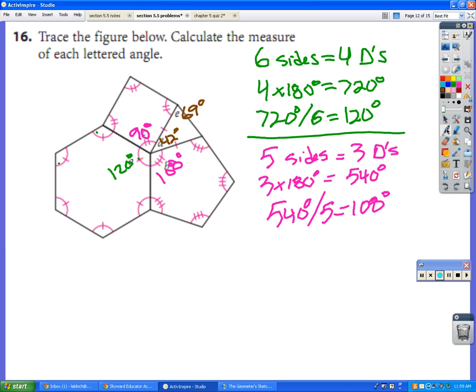18? Yeah. Everybody get that before I go on? Yeah. All right, number 18.